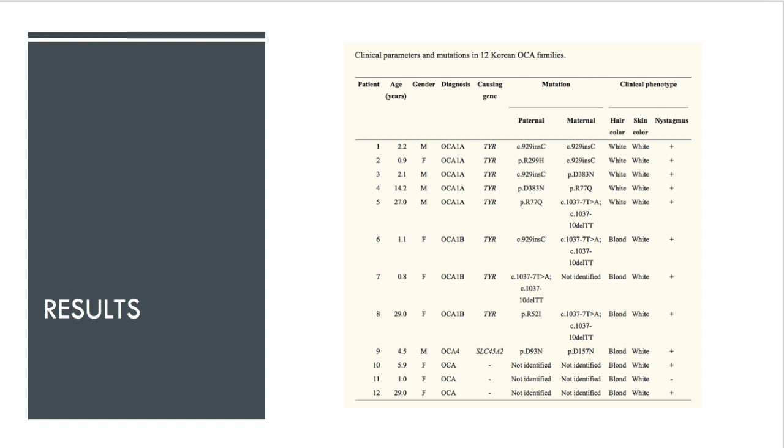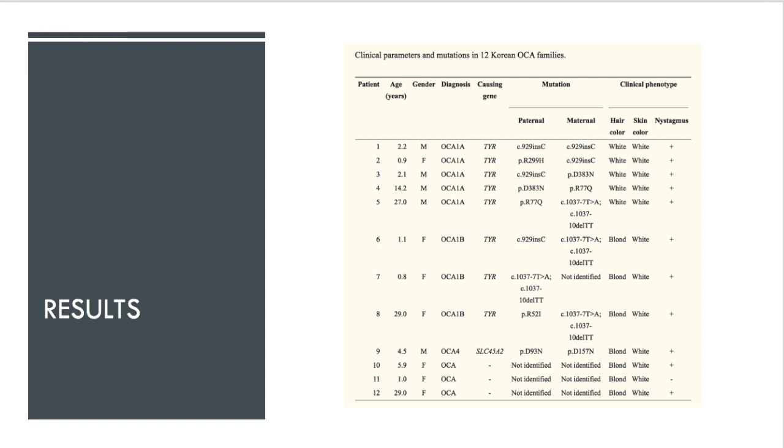We can see here under the mutation column that both of his parents have an insertion of an extra cytosine at the 929th base pair of their coding DNA. This is important to note because this is an autosomal recessive disease, which means each parent must have at least one gene that has a mutation that leads to albinism. This individual also has white hair and skin, as well as nystagmus, which is simply a vision condition that causes uncontrollable eye movement.